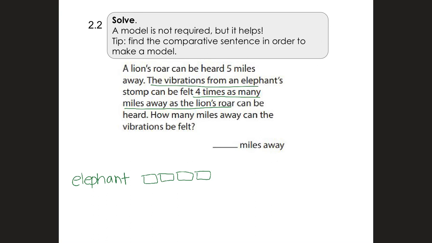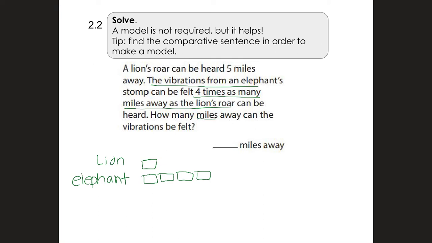I'm going to draw here the elephant stomp. It can be felt 4 times. So I did 4 boxes as many miles away as a lion's roar. So this will be the lion's roar. How many miles can the vibrations of the elephant stomp be felt?